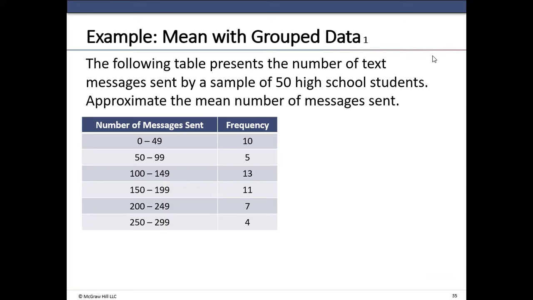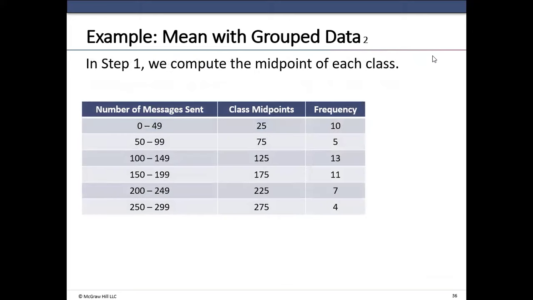So the midpoint of the first class is 25. The midpoint of the second class is 75. Notice the difference between 75 and 25 is 50. 75 minus 25 is 50, which is the same as the class width in this case, because 50 minus 0 is 50, the class width. So this is the table of midpoints versus frequency.